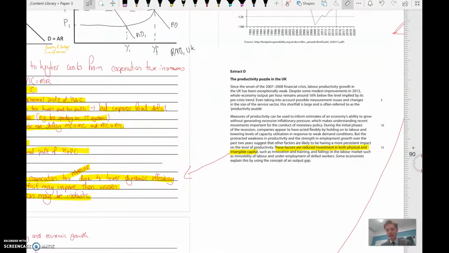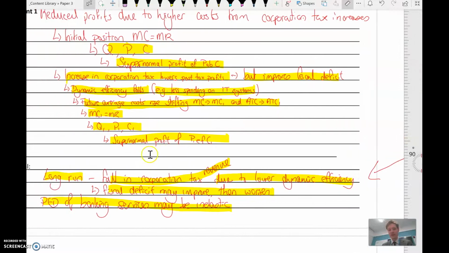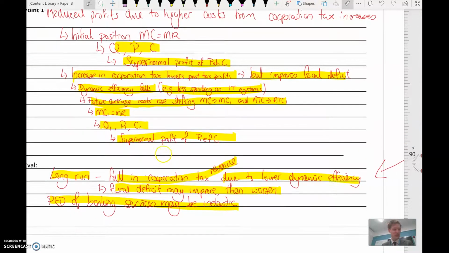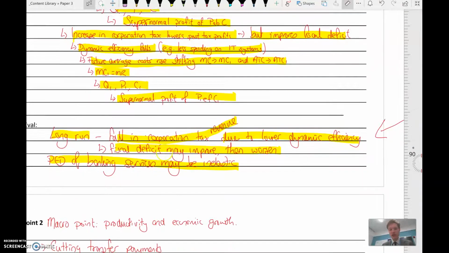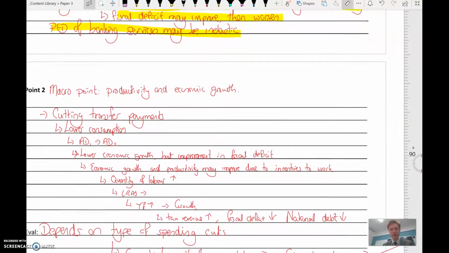Interestingly, in the text, you could also quote this: the factors reduced investment, both physical and intangible capital. That's interesting. You might quote that and say that this isn't a real issue for growth in the UK economy. Yeah, that's slightly going macro, so just be a little bit careful there.